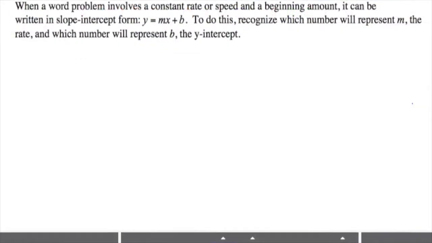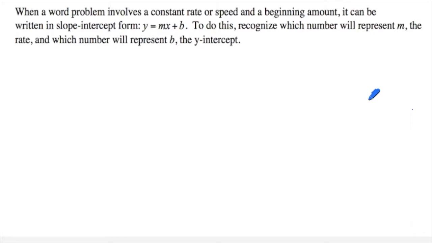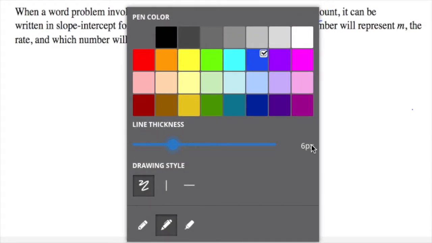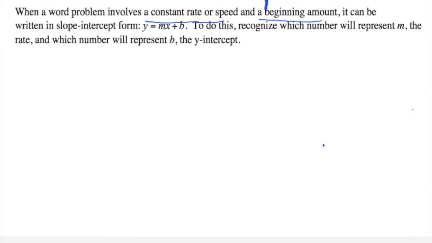Today we're going to work on solving problems in slope-intercept form. So we've got some that have a constant rate of change or speed and then a beginning amount, so an initial value as we've called it before. So this would be like our initial value, and this would be our rate of change.